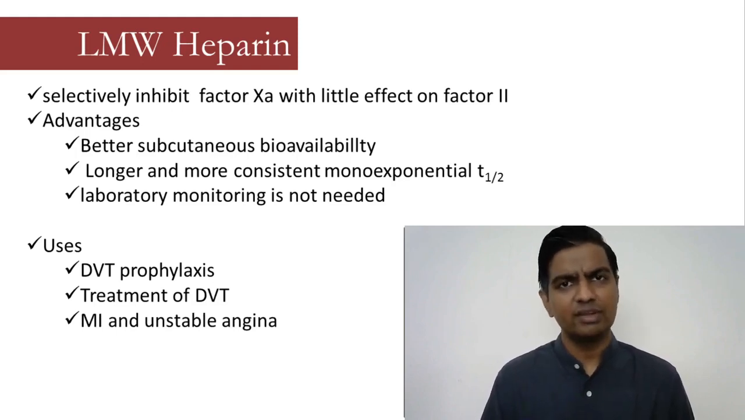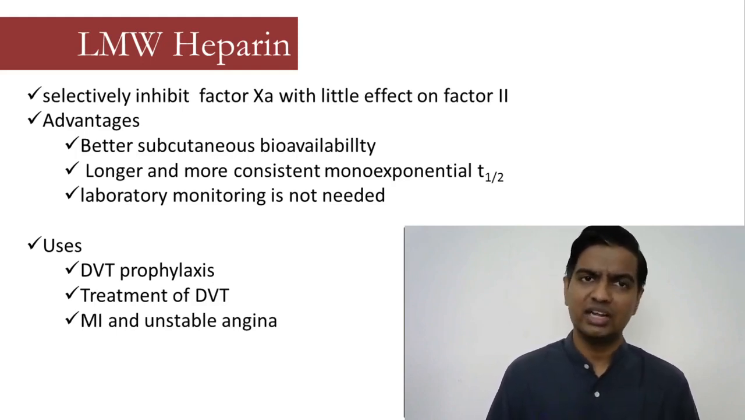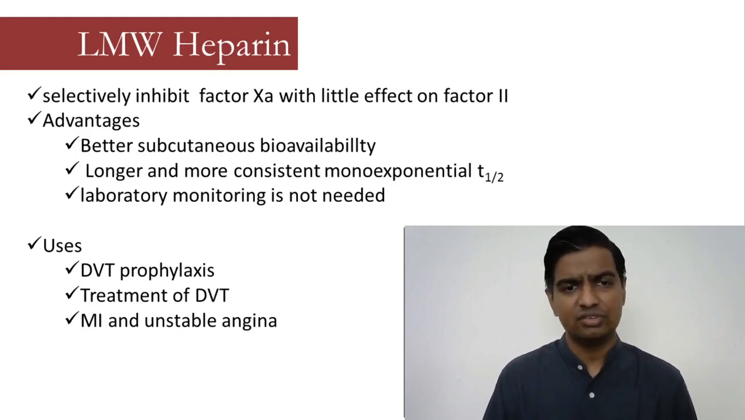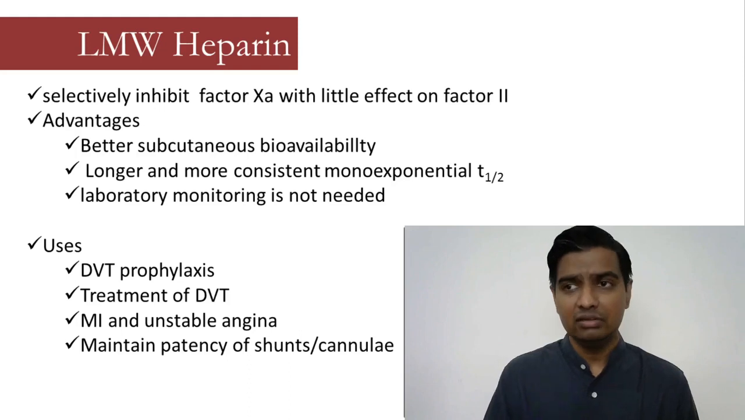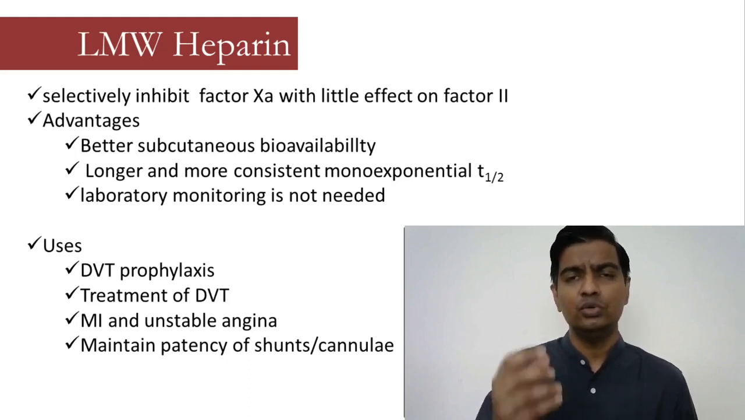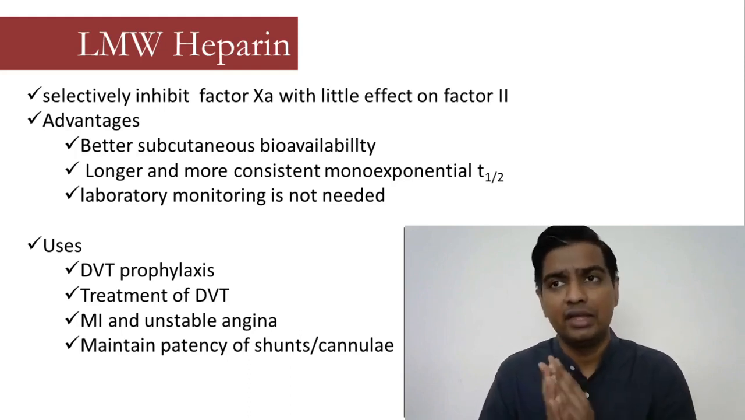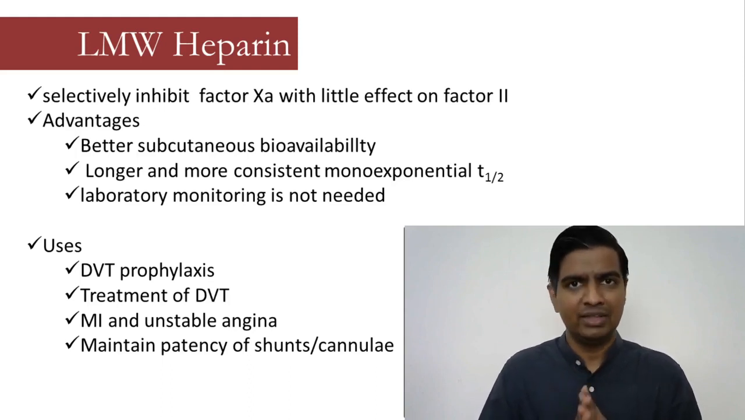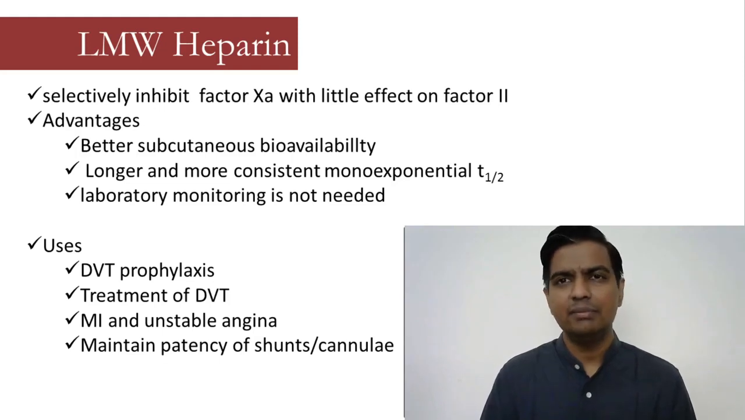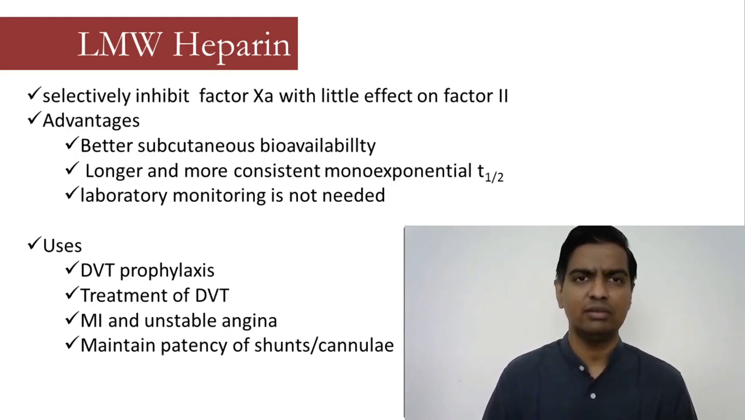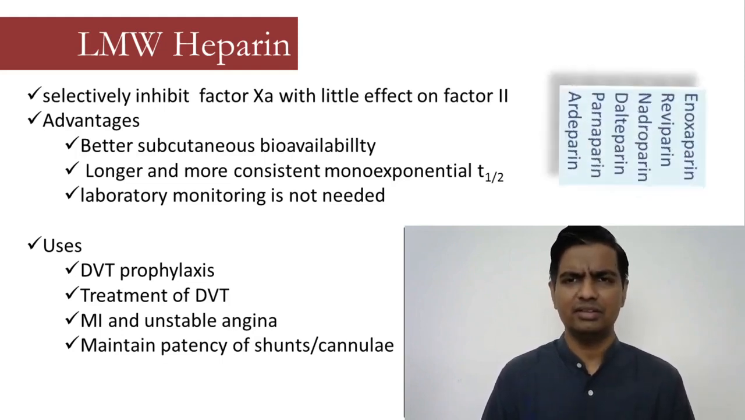So by that logic, if somebody has a clot in the coronary artery, can we give it? Of course, yes. In case of unstable angina, myocardial infarction, give it. Even when they put in shunts and cannulae, especially during dialysis. These shunts or cannulae, the needles that they put in, might get clogged with blood clot. You don't want that happening because putting in a shunt is a lot of effort. So you want the shunts to remain clot free. LMW heparins will help us.